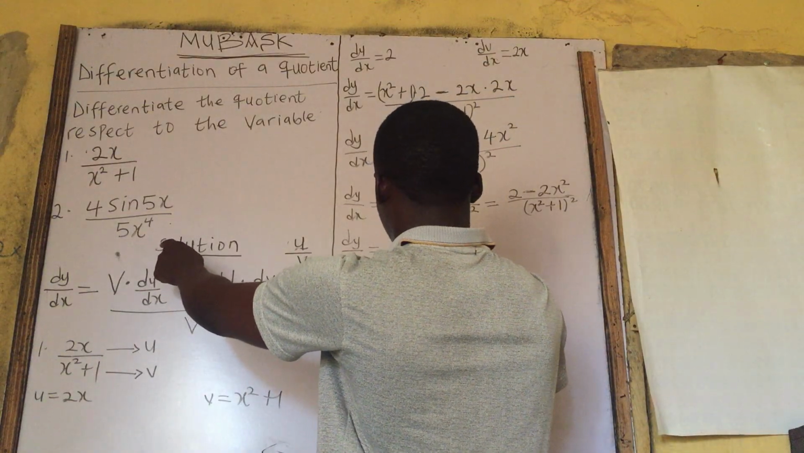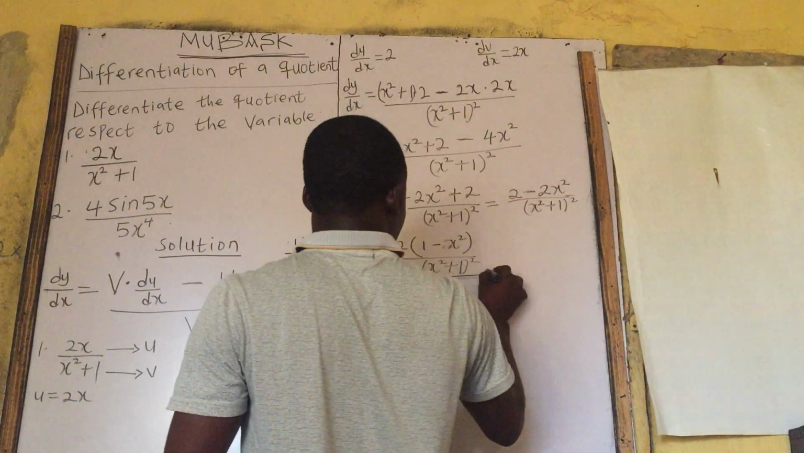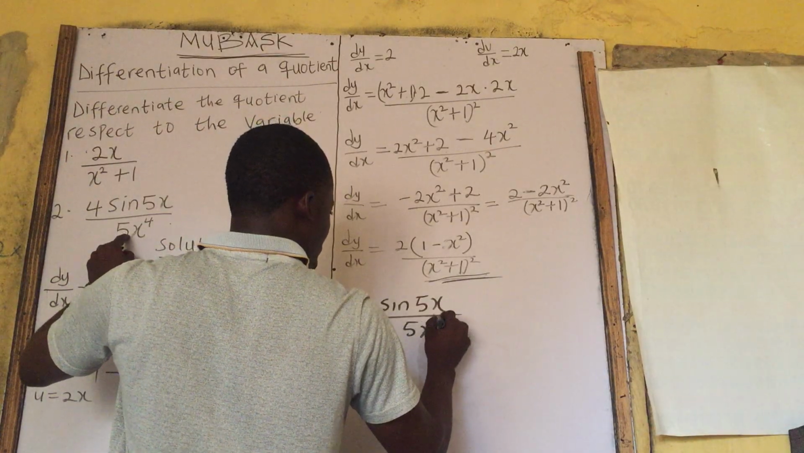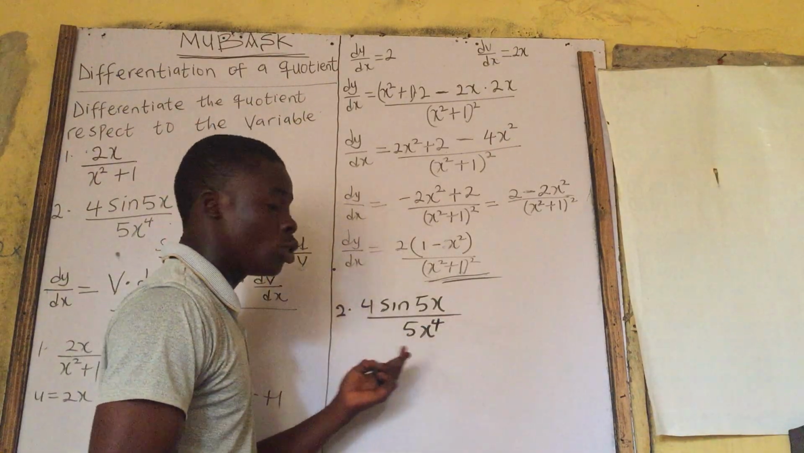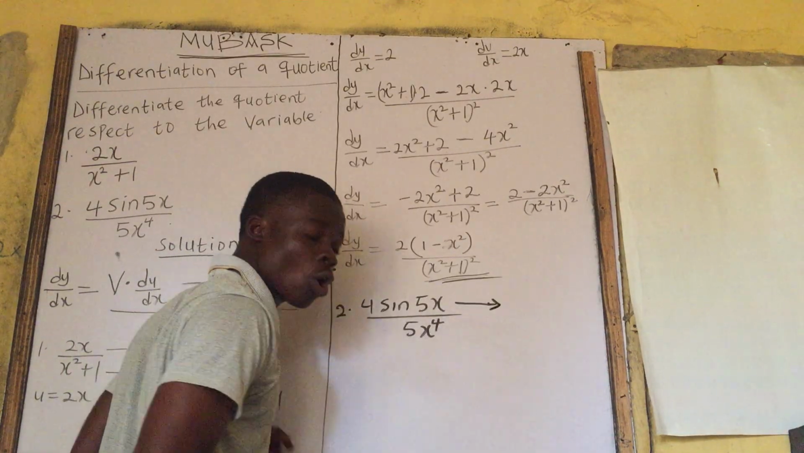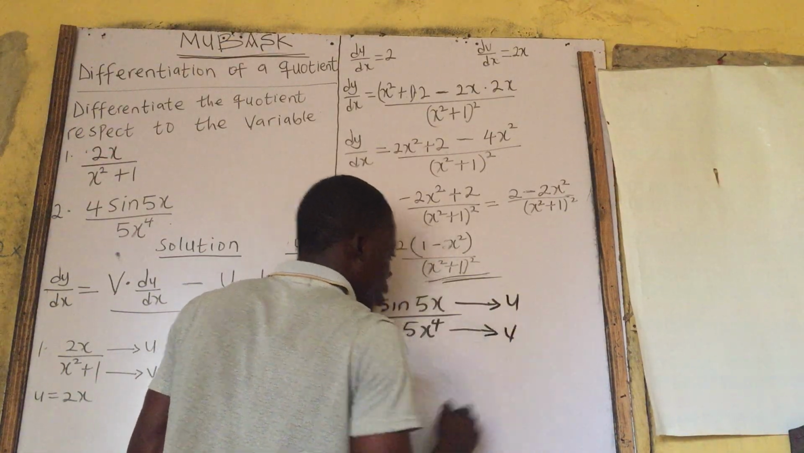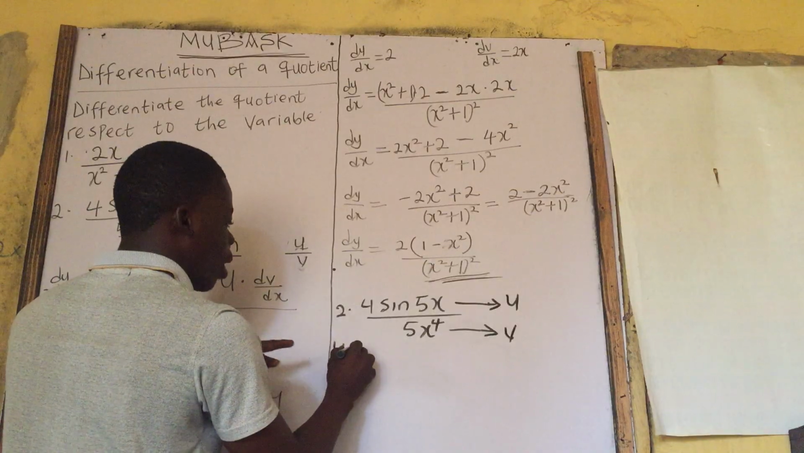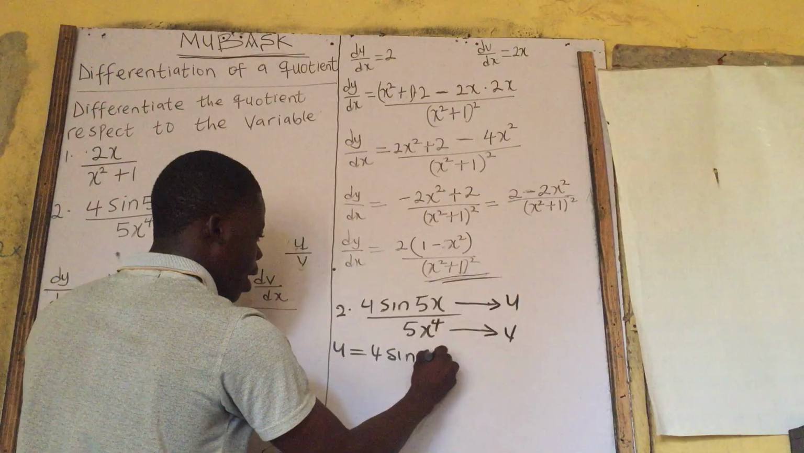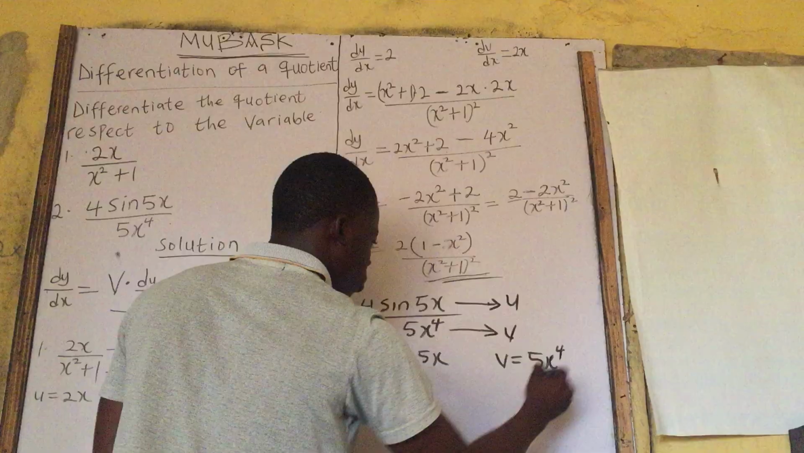4 sine 5x divided by x raised to power 4. How do we determine our u? How do we determine our v? I have said before that our numerator is u while our denominator is v. Now, we determine our u to be equal to 4 sine 5x while our v is equal to 5x raised to power 4.